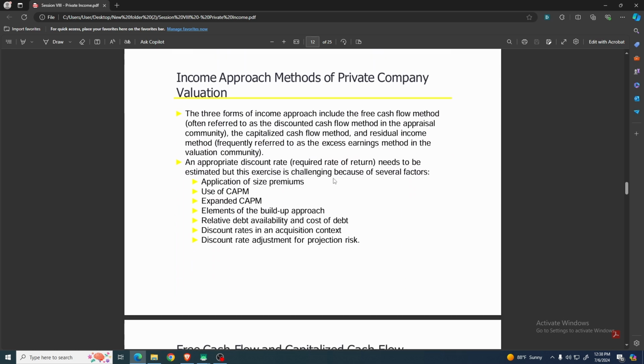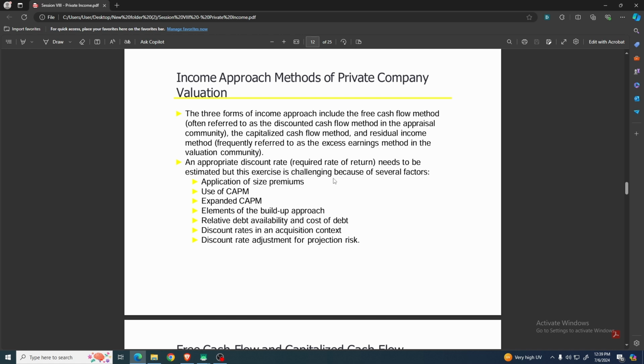Now, income approach methods of private company valuation. So, income approach, we have briefly went through this. It is a valuation method which is widely used for private companies, and it would actually focus on the present value of expected future income streams, and it includes three primary methods. So, what are they? First one is free cash flow method, then the capitalized cash flow method, and the residual income method. So all these three methods are familiar to you, but let's have a quick recap on this in the subsequent sections.